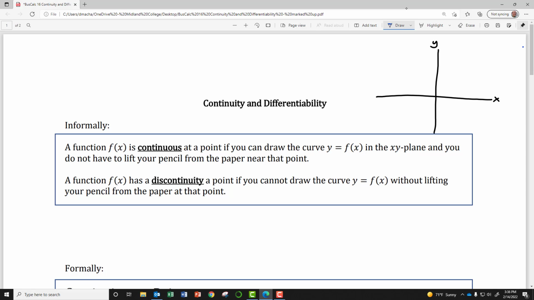If I have an xy plane here, and I'm trying to draw some curve that represents y as a function of x, this whole part where I've been able to keep my pen on the paper is a continuous part of the function. But if I have some kind of discontinuity like this, notice I have to pick up my pen in order to keep drawing this function after this jump discontinuity here. So again, hopefully you remember intuitively what it means for a function to be continuous.